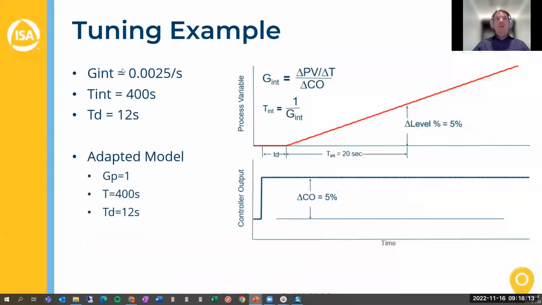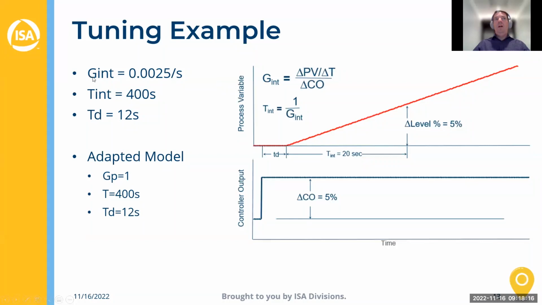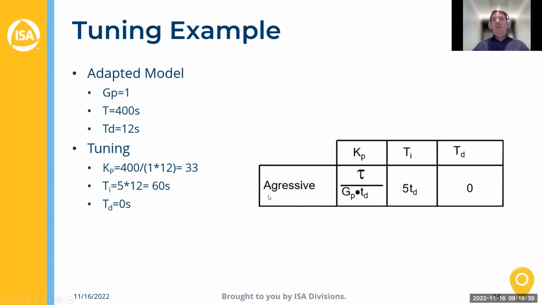Okay, so I calculated it for you. My integral gain was 0.025, which gives me an integral time of 400 seconds and a dead time of 12 seconds. If I use this and do my adapted model, I will have a process gain of 1 and a time constant of 412 seconds. With this adapted model, I would use these formulas and come up with the tuning. So you see the gain, if you're used to seeing gain, is pretty strong, 33. My integral time is 1 minute, 60 seconds, and I don't use any derivative time.